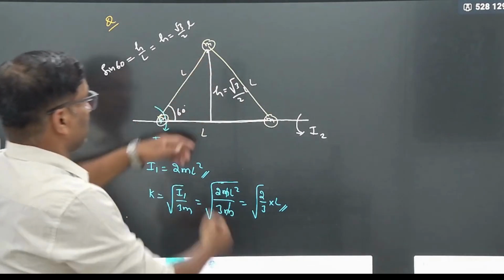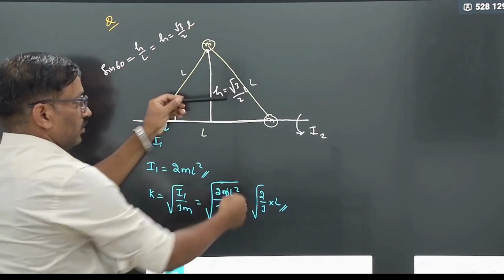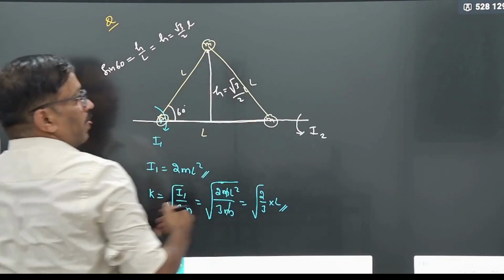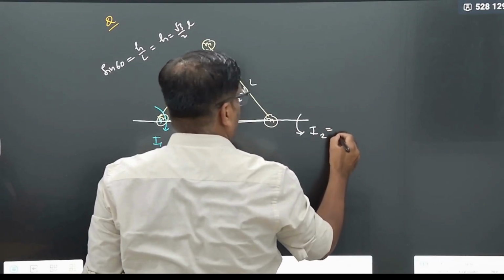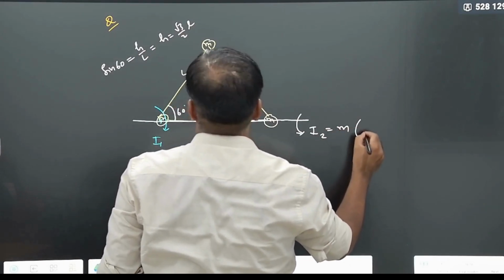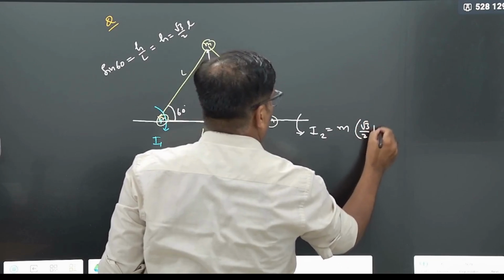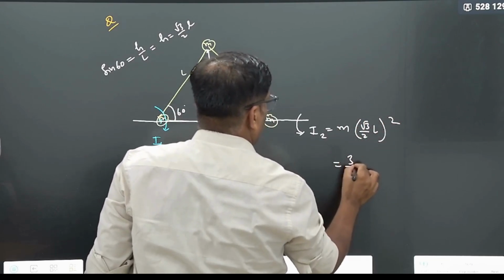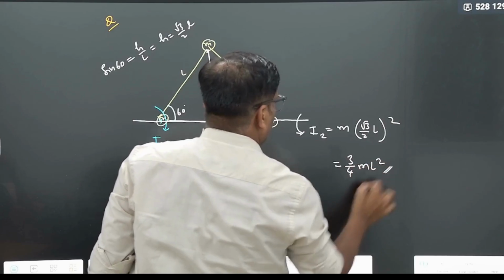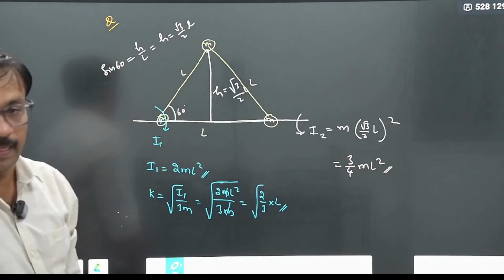So only one particle is rotating here. This particle will be rotating like this. I2 is therefore M into root 3 by 2 L whole square. Therefore 3 by 4 ML square will be your moment of inertia. Clear?